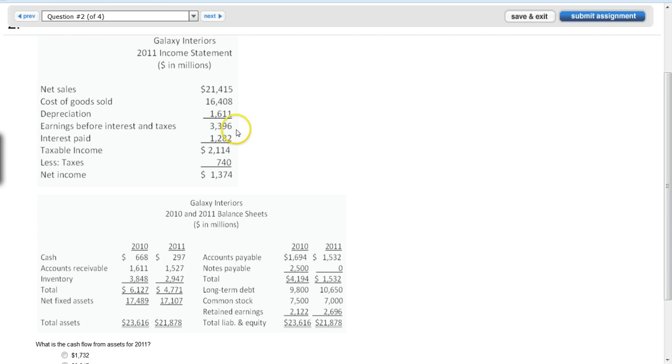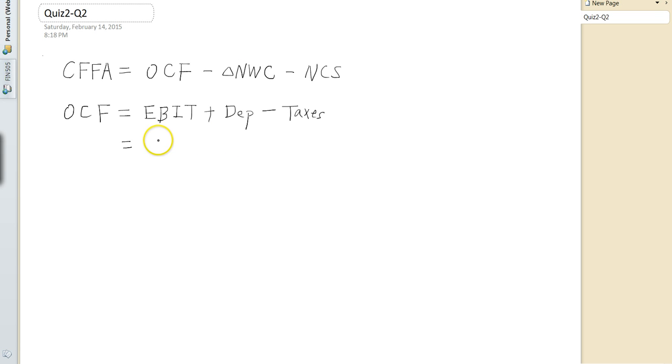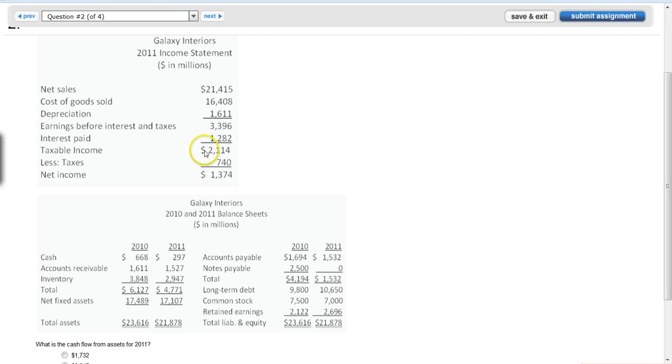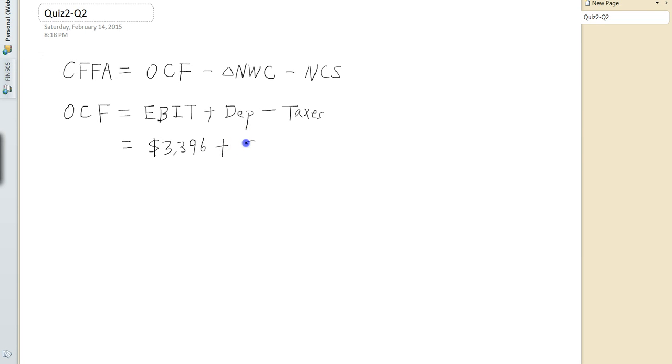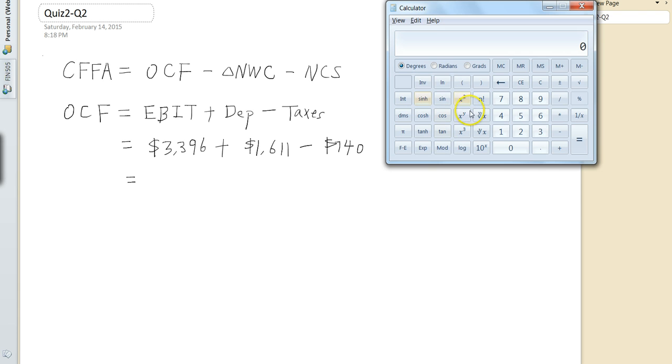So EBIT, it's right here. It's 3396. Plus depreciation, that's 1611, and then taxes, that's 740. Hence operating cash flow equals, let me get a calculator, 3396 plus 1611 minus 740. That gives me 4267.